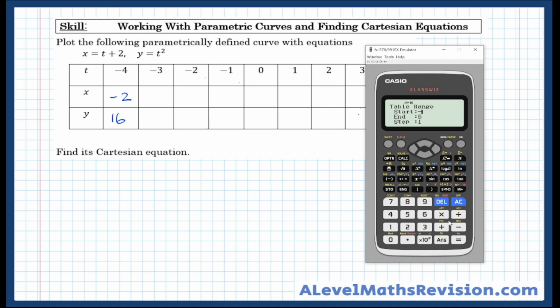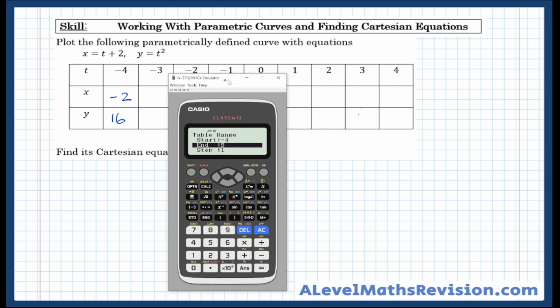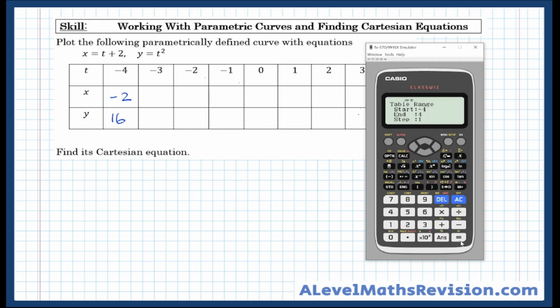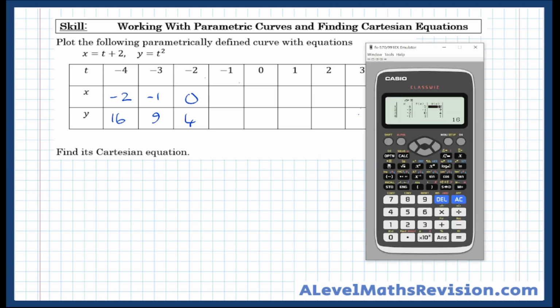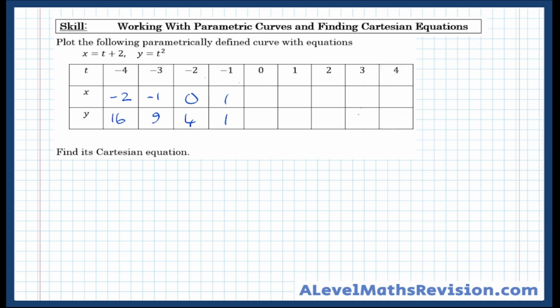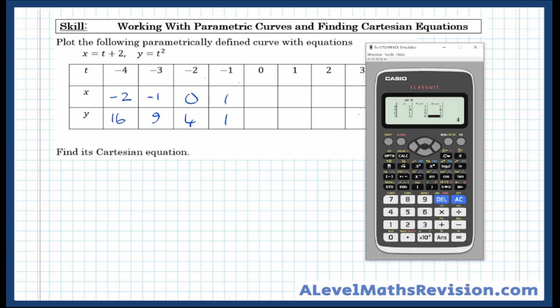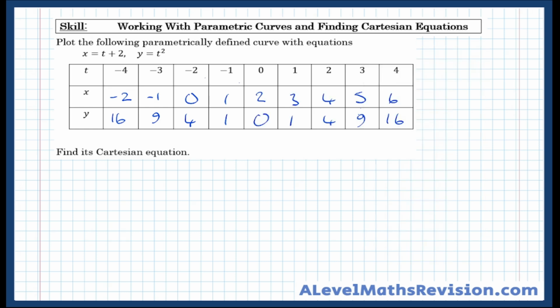Right, I want to start at minus 4, and it goes all the way up to 4, and we want to go up in steps of 1. So we see for t equals minus 4, the coordinates are minus 2, 16, which is what we got. Then we've got minus 1, 9. Then we've got 0, 4. Then we've got 1, 1. Then we've got 2, 0. And I'll save you the effort of watching me write them all out. There they all are there.